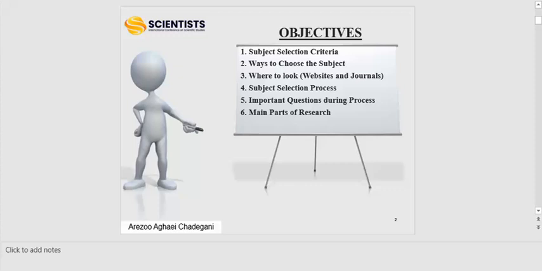In this presentation are: number one, subject selection criteria; ways to choose the subject; where to look, which websites and which journals; subject selection process, important questions during the process; and main parts of research.